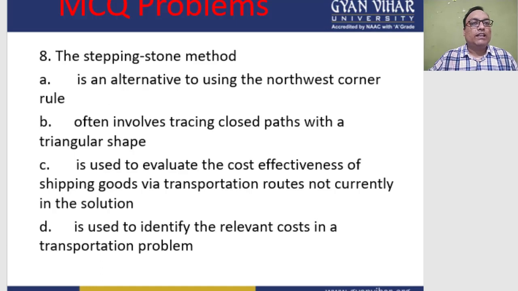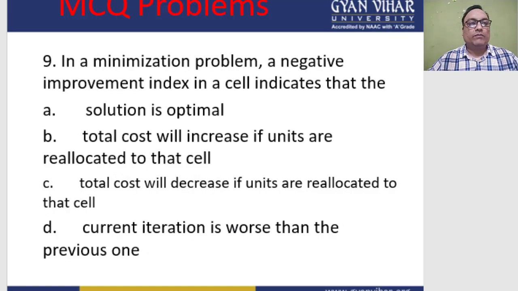Then question number 8. The stepping stone method is an alternative to use the northwest corner rule. Often involves placing closed paths with a triangular shape. Is used to evaluate the cost effectiveness of shipping goods by a transportation route not currently in the solution, and is used to identify the relevant cost in a transportation problem. So the correct answer is C option for this problem. And then move to question number 9.